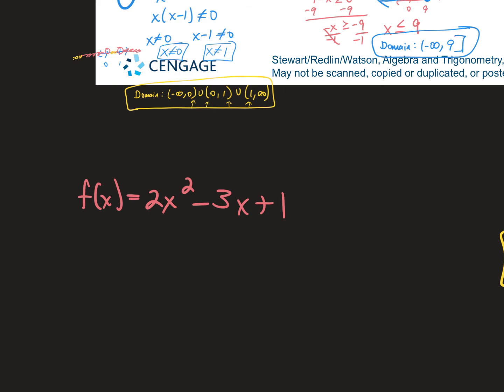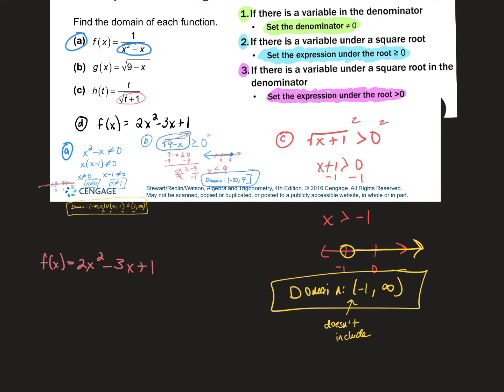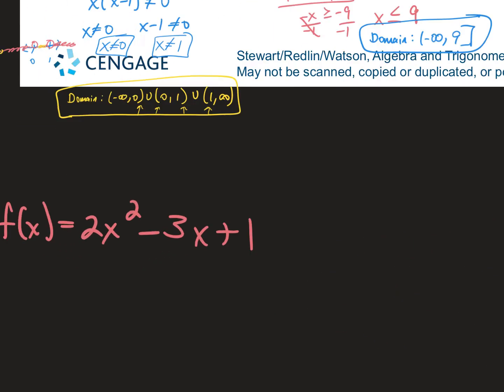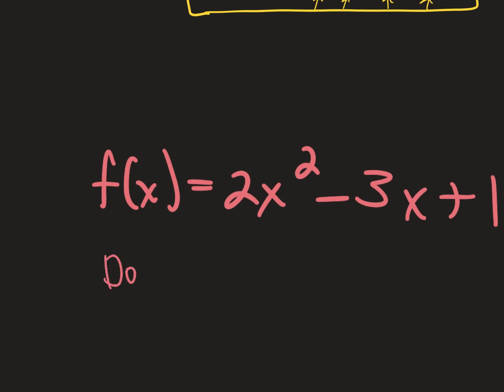All right, so let's go over our rules. Rule number 1. Is there a variable in the denominator? No. Okay, so we're good there. 2. Is there a variable underneath a square root? No. Nope, we're good there. Number 3. Is there a variable underneath a square root that is also in a denominator? No. Am I breaking any rules? Do I have any domain restrictions at all? No. So how would I say that?